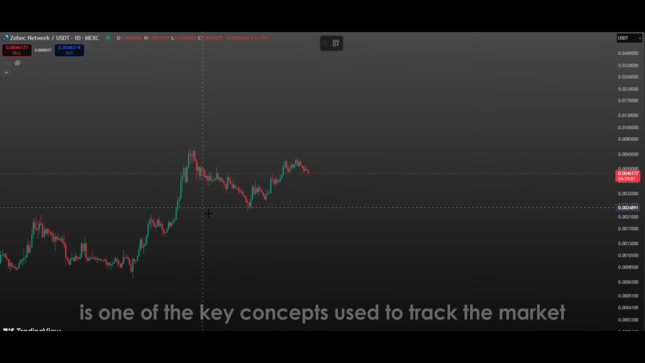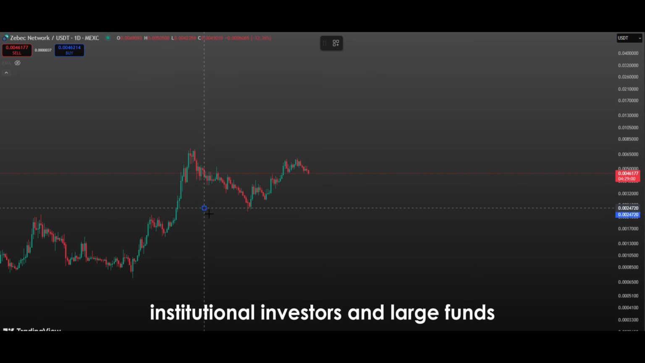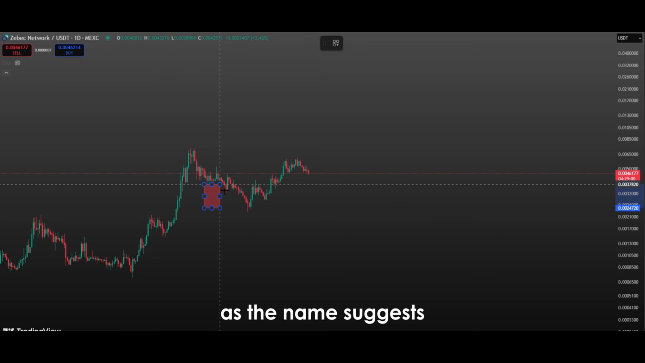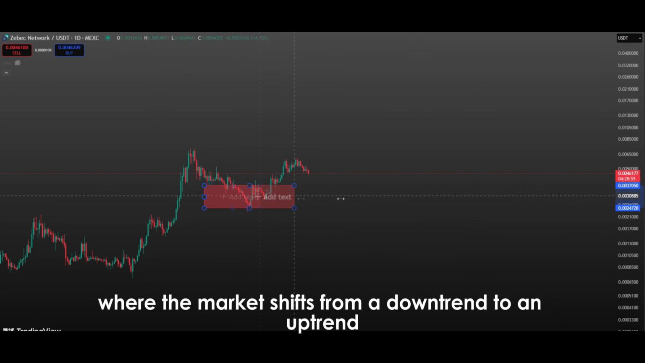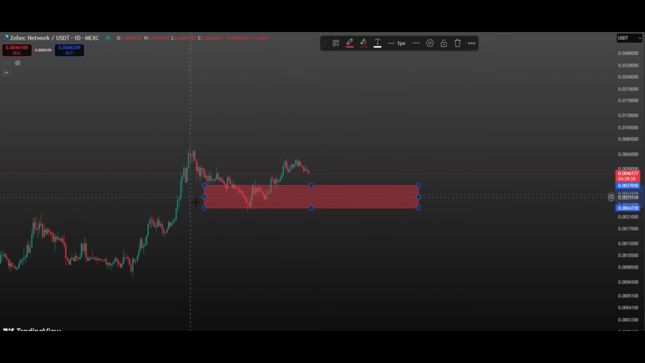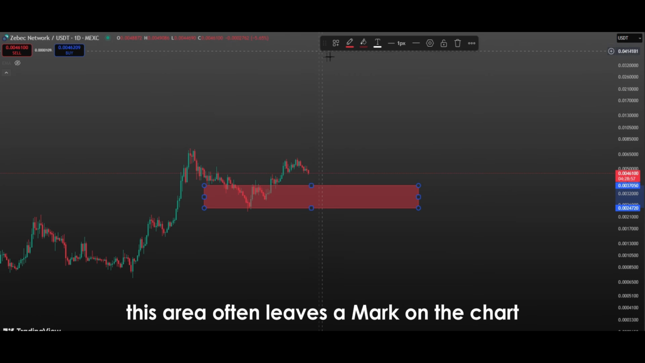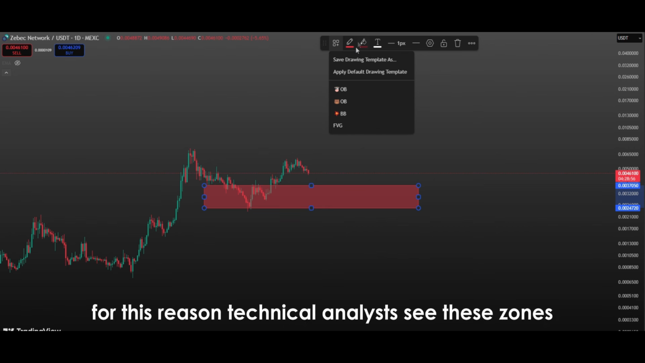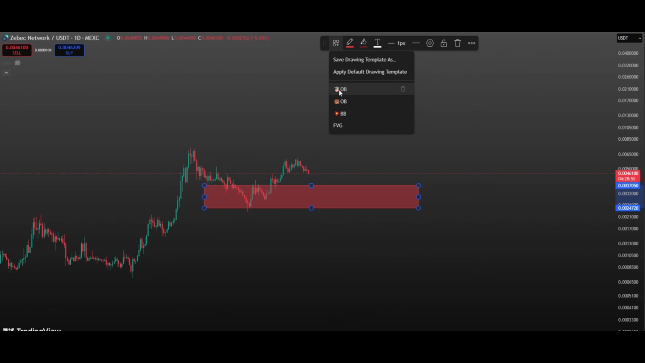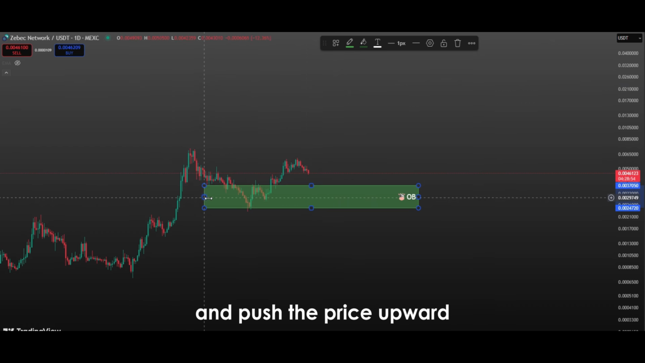A bullish order block is one of the key concepts used to track the market-making moves of institutional investors and large funds. As the name suggests, a bullish order block represents a specific price area where the market shifts from a downtrend to an uptrend and where large buy orders come into play. This area often leaves a mark on the chart as a place where the price reacted sharply to the upside in the past. For this reason, technical analysts see these zones almost like a liquidity pool. When the price reaches that level, buyers are expected to step in again and push the price upward.